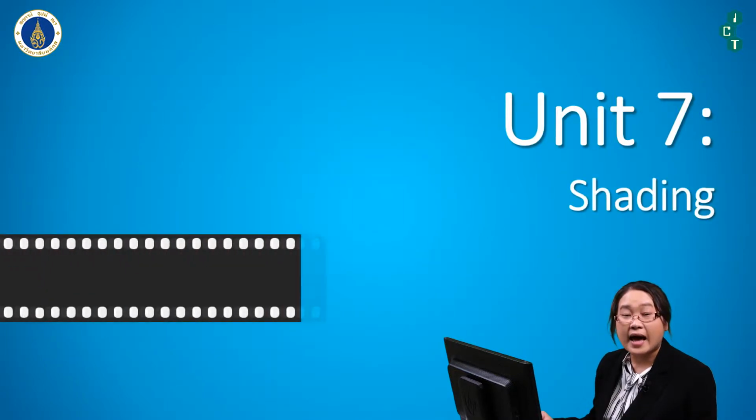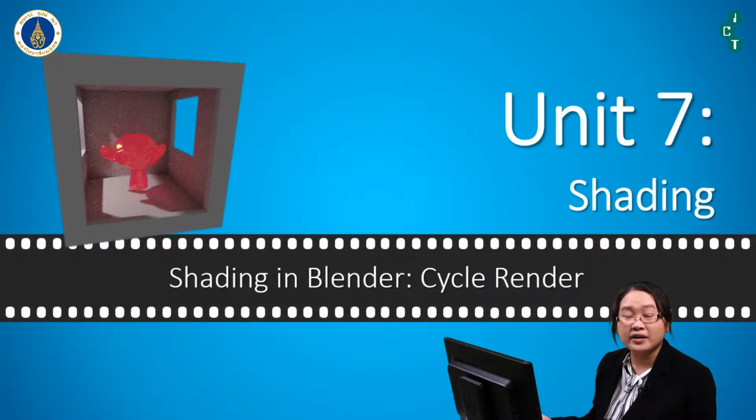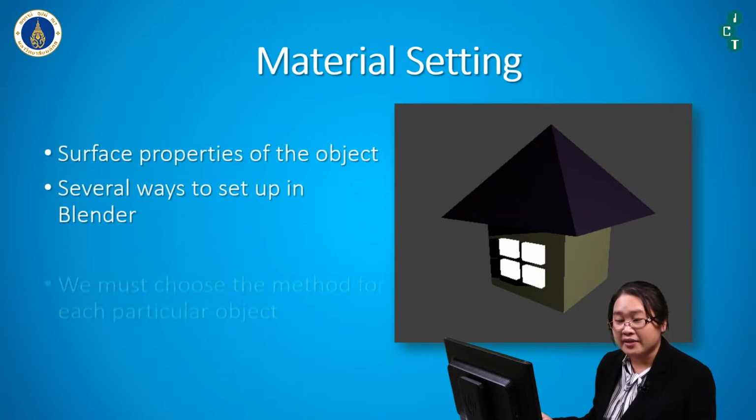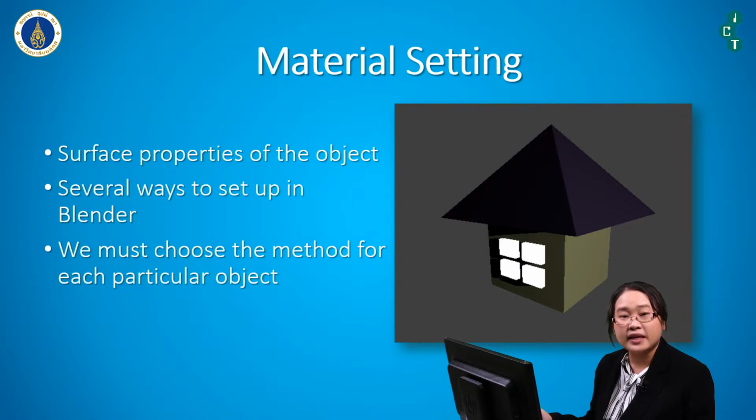In Blender, there are multiple ways that you can render the effects out, and one way is to use the Cycles renderer. So the first thing that you should know is the material setting. The material setting is when you set the color and the way that a surface will reflect the light out. We call it material setting.